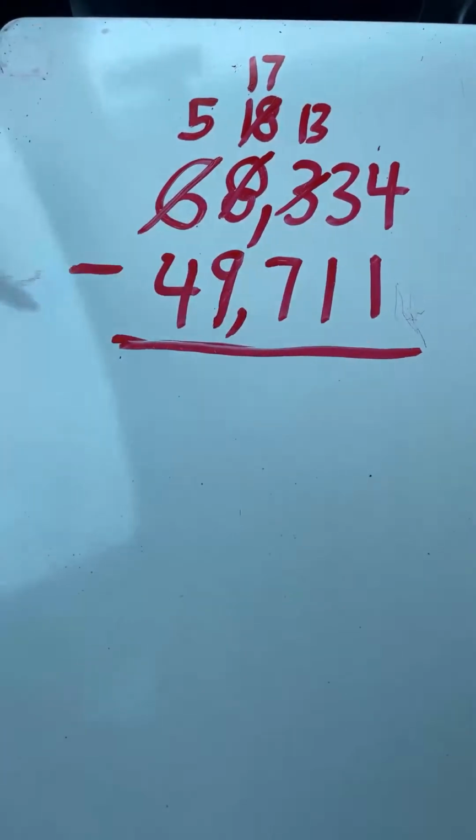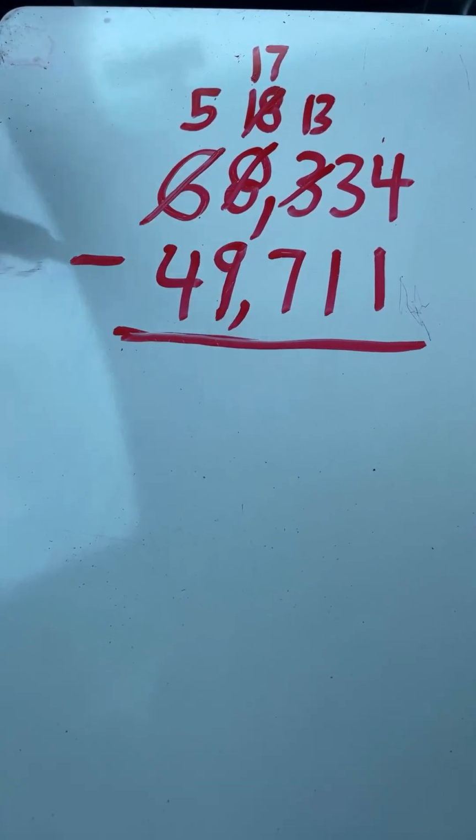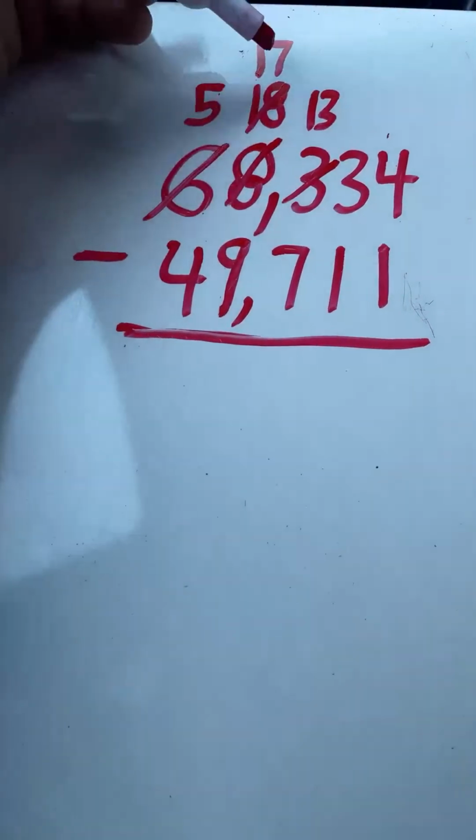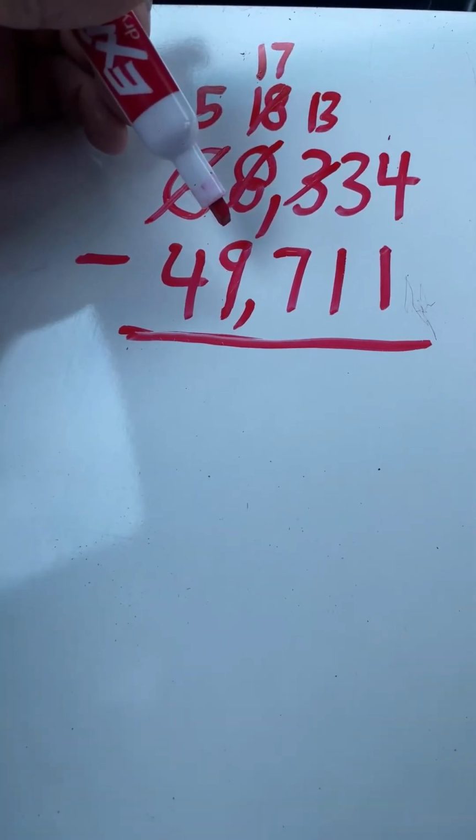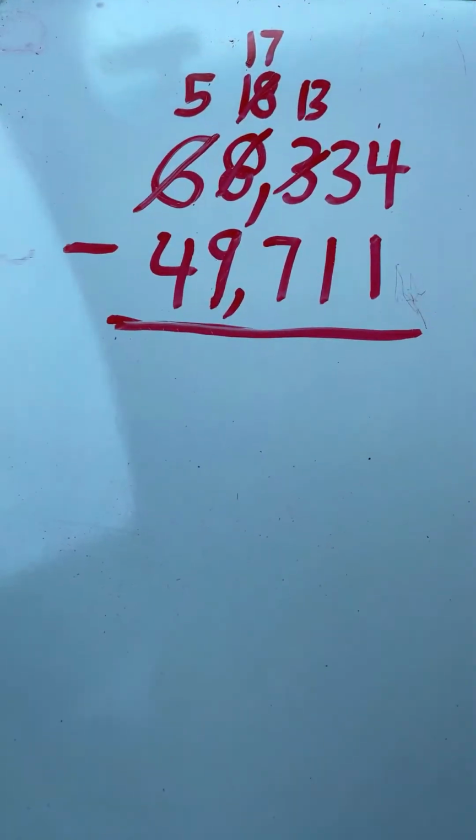Double checking, making sure all the top digits are either equal to or bigger than the bottom digits. 5 is bigger than 4. 17 is bigger than 9. 13 is bigger than 7. 3 is bigger than 1. 4 is bigger than 1. We are ready to subtract.